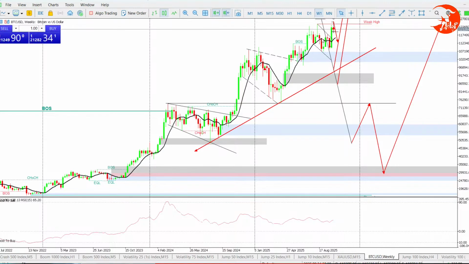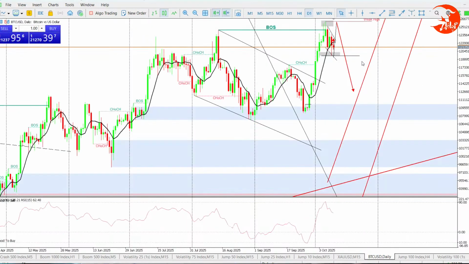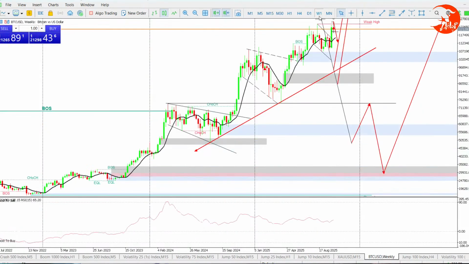1, 2 times, now we are seeing the third time. So it is quite important to understand that once sellers give us a reversal signal on a daily time frame right here, we may start a downtrend which can easily lead us all the way back to 80k. So remember that, consider that as you are trading BTC.